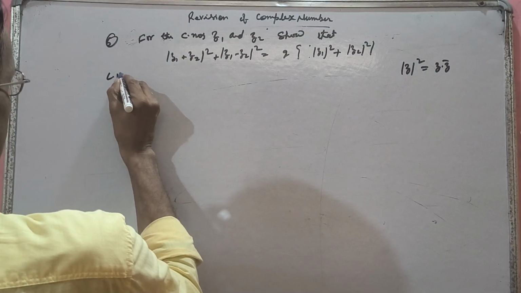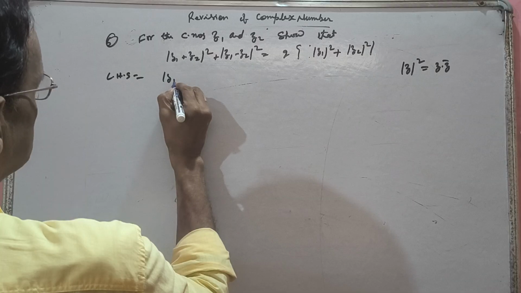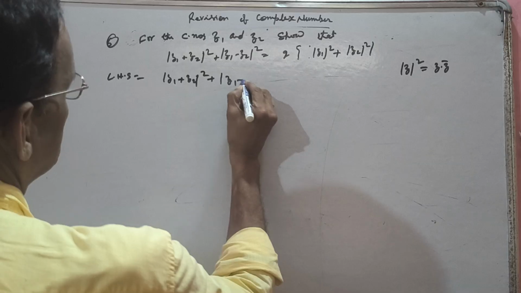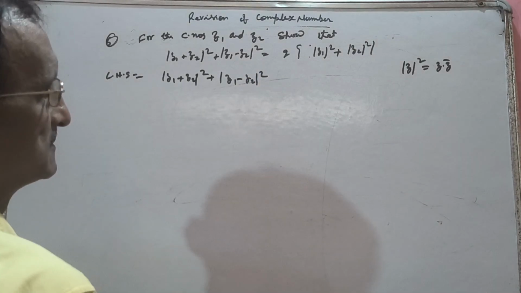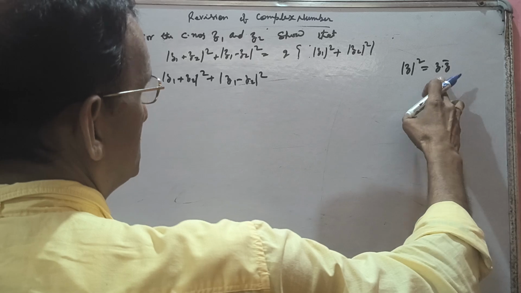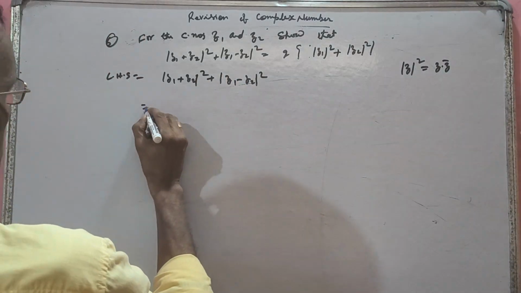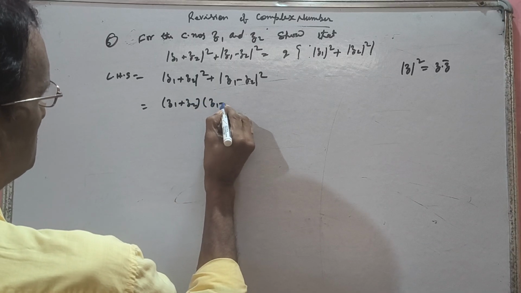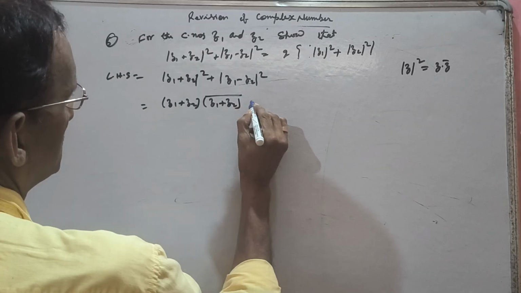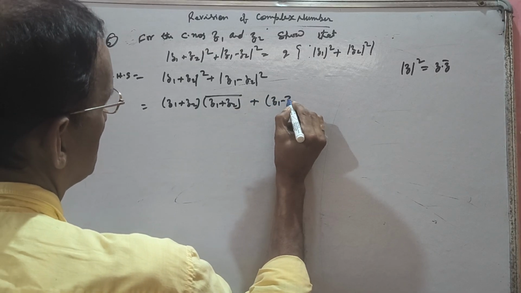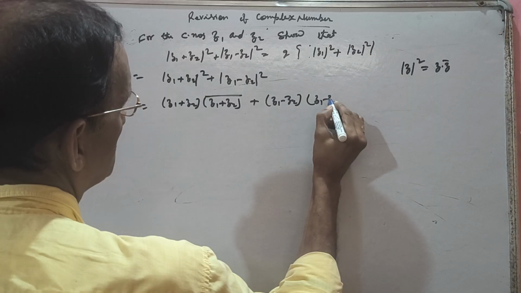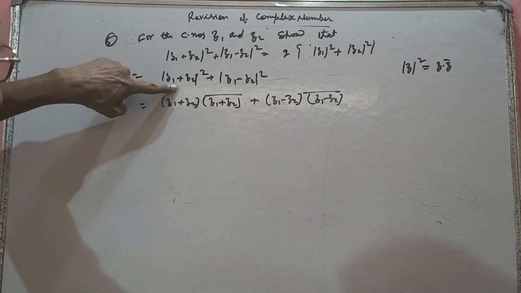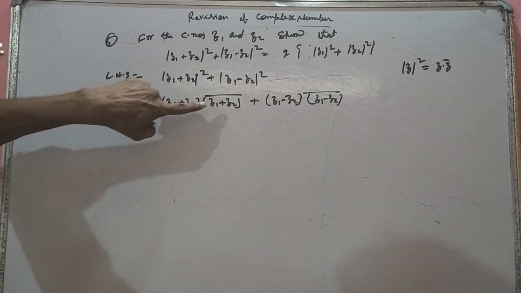So take the left hand side. Left hand side equals modulus (Z1 plus Z2) whole square plus modulus (Z1 minus Z2) whole square. See, this can be written like this. To use this property directly here, what you can write? (Z1 plus Z2) into (Z1 plus Z2) bar, and here (Z1 minus Z2) into (Z1 minus Z2) bar. Okay, understood this? Suppose this is Z. So modulus Z square equals Z into Z bar.